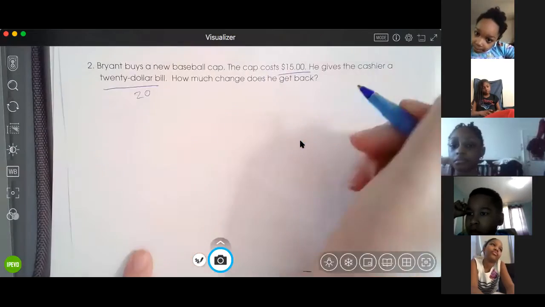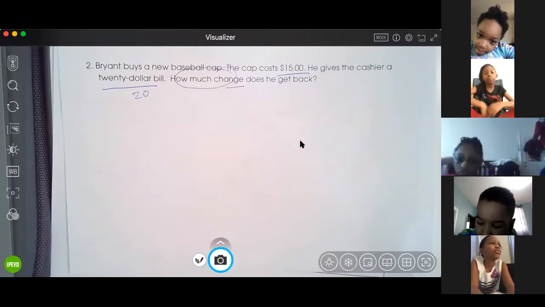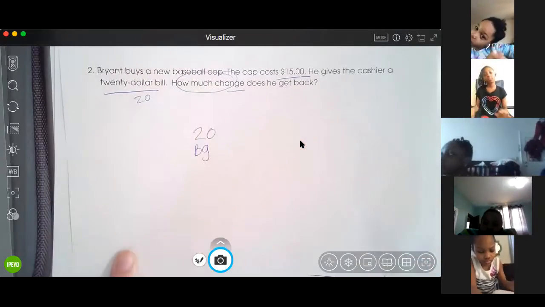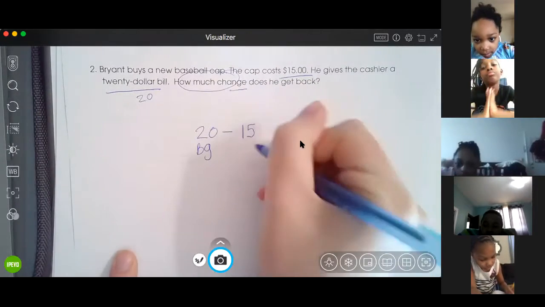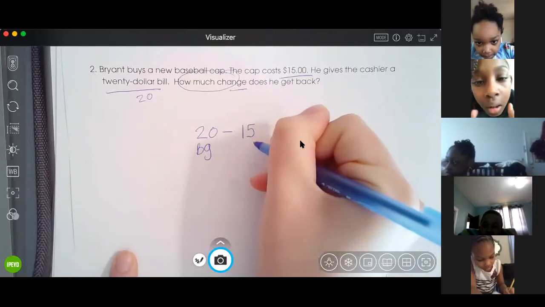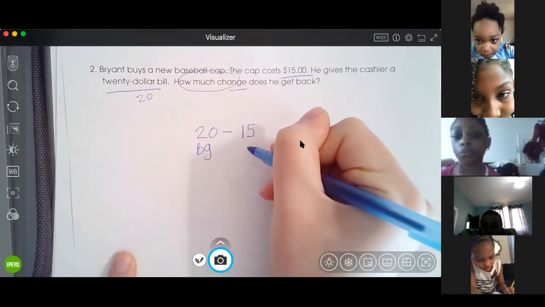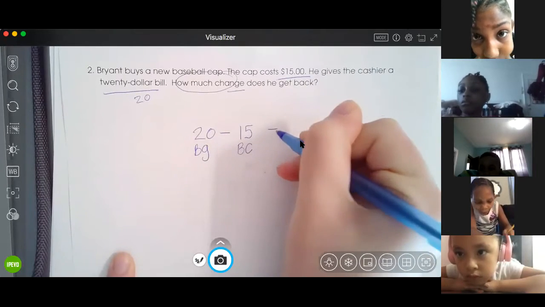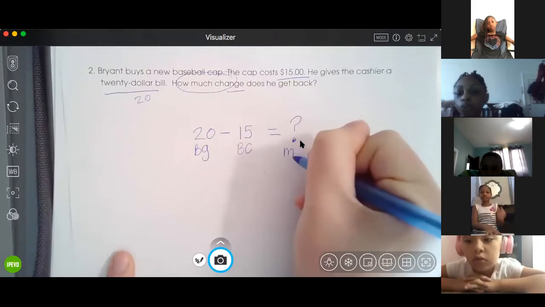I think our plan to solve is, I think it's 20, and we can label that Brian gave. And I think we should do minus 15 because that's how much the baseball cap was paid. So what should we write under 15? We should write BC. Great. Baseball cost. And then you should put an equal sign and then a question mark. And what does the question mark represent? Money back. MB for money back.